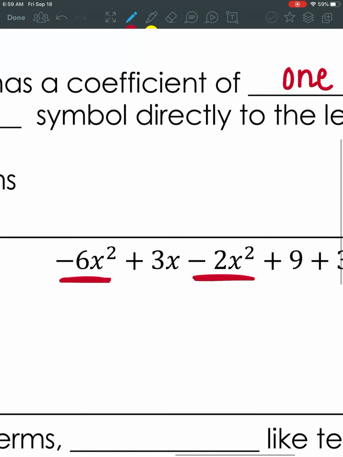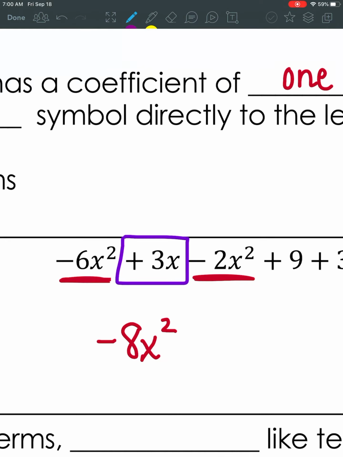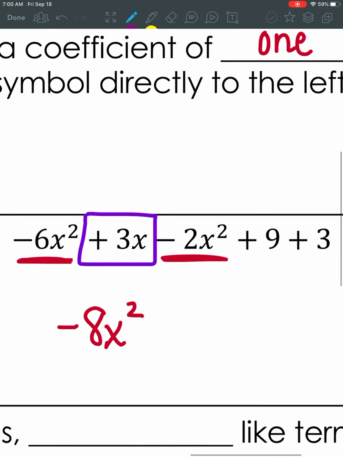So we talked about the powers. So negative 6x squared, negative 2x squared, those are like terms. The 3x is not a like term because it doesn't have a power of 2 on the variable. So we can only combine the negative 6x squared, the negative 2x squared. They're both negatives, so we add them, keep the sign. So negative 8x squared.